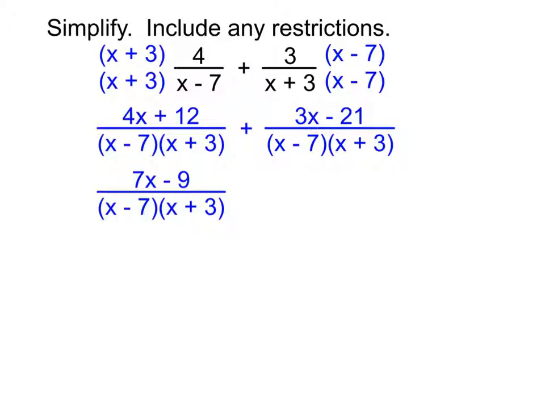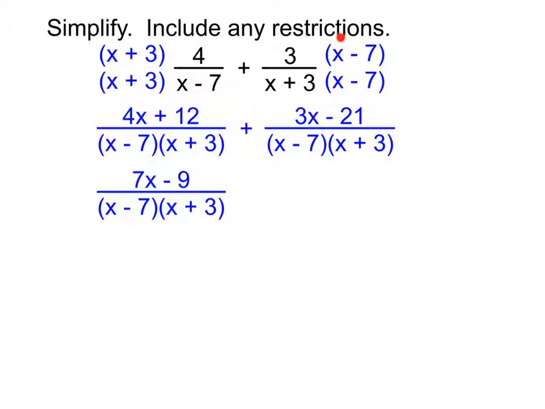So if I combine those like terms, 4x plus 3x gives me 7x, and then 12 plus a negative 21 gives me the minus 9. Then I look at that and ask, can the top of this factor at all? Can I factor 7x minus 9? No. And so because of that, this is simplified. This is as good as it gets, but it's not my final answer.